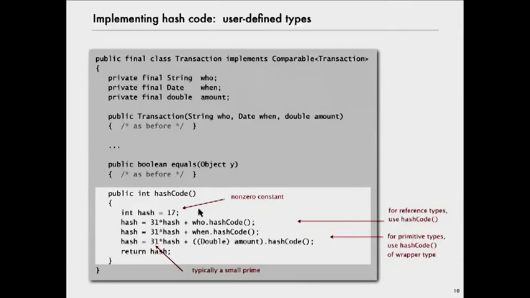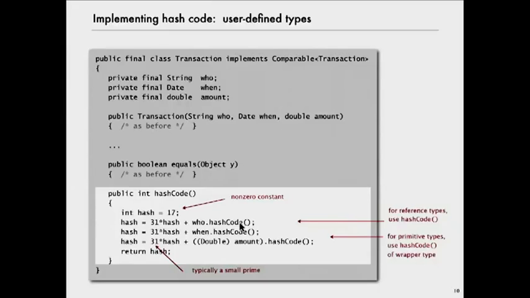So one thing to do is start out with some small prime number, and this kind of mimics Horner's method to just add in more data as we get it. So we pick some other small prime number, and for each field we multiply by 31 and then add the hash code for that field.